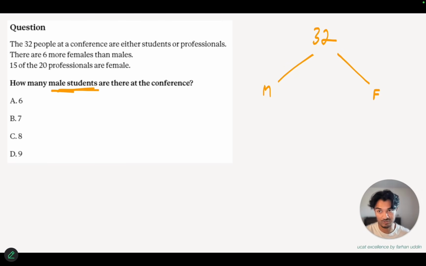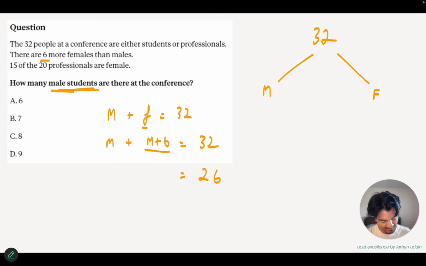And we're given enough information to be able to solve that. So there are 6 more females than males. Or in other words, if you get the number of males and then the number of females, you end up getting 32. Or in other words, M plus M plus 6 is equal to 32, because we know that there are 6 more females than males. I'm just representing it in terms of males so that we can find the number of males algebraically. So this ends up giving you 26 equals 2M, or M equals 13. So we know that there are 13 males and by extension 19 females.